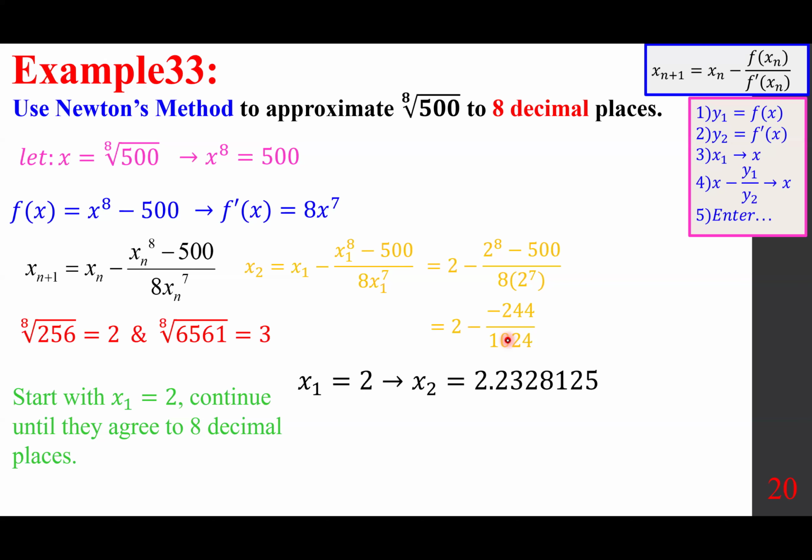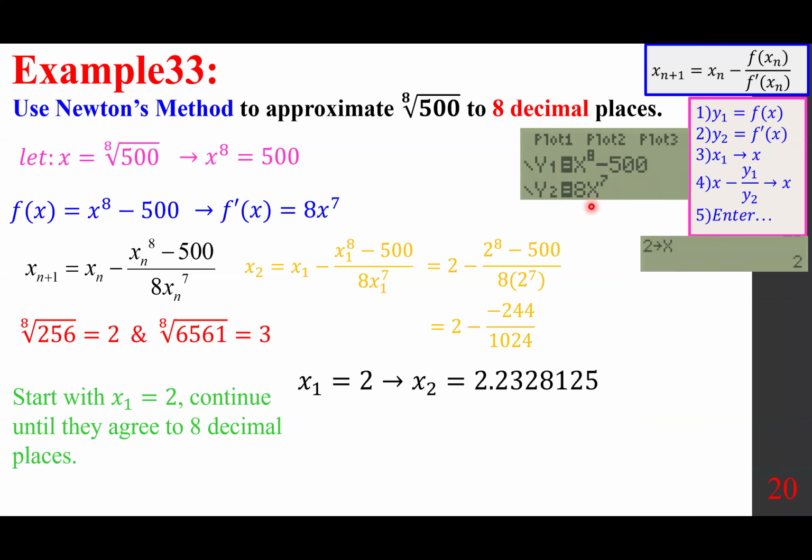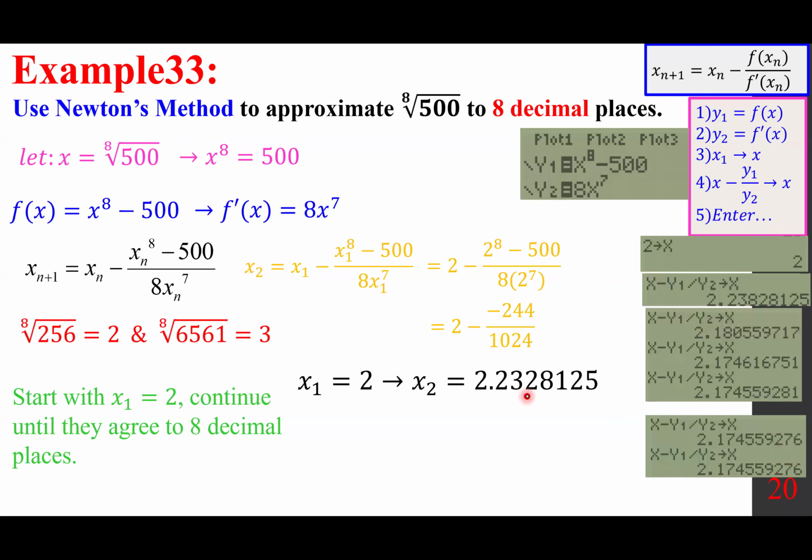Now, you may use a calculator. So y1 is your function and y2 is the derivative f prime of x. We started with number 2. So we're going to store number 2 in x. And then x minus y1 over y2, we store it in x. And we get this number. And that's what we have here again and again and again.